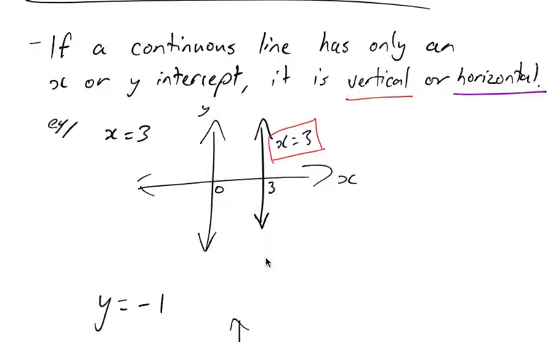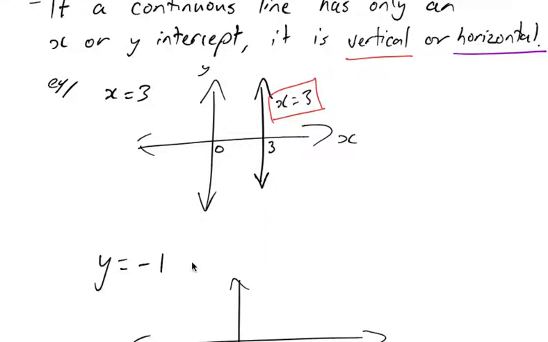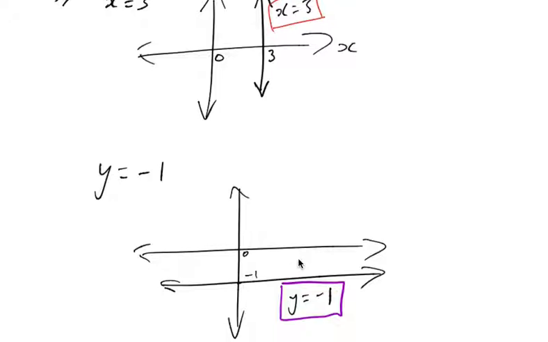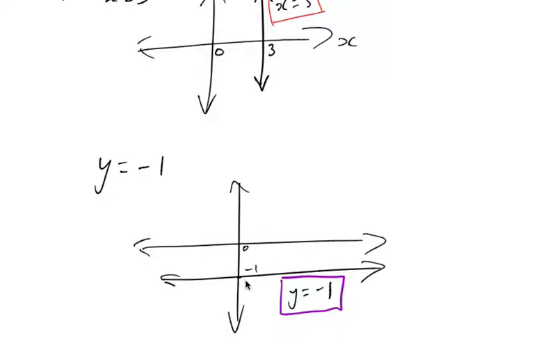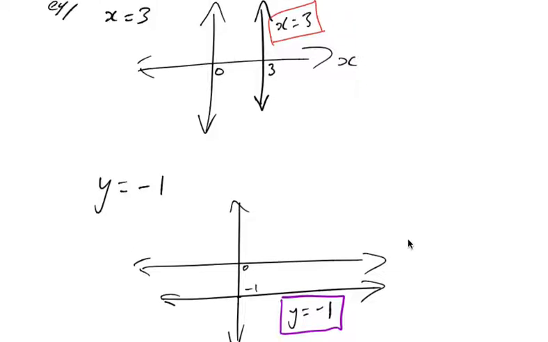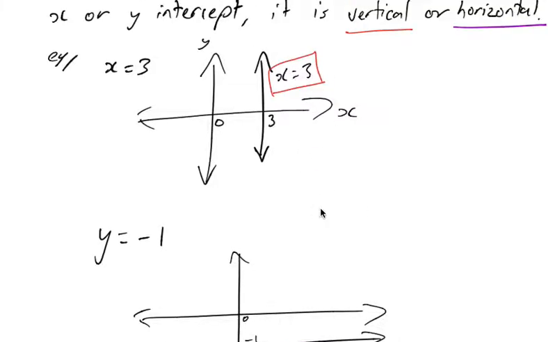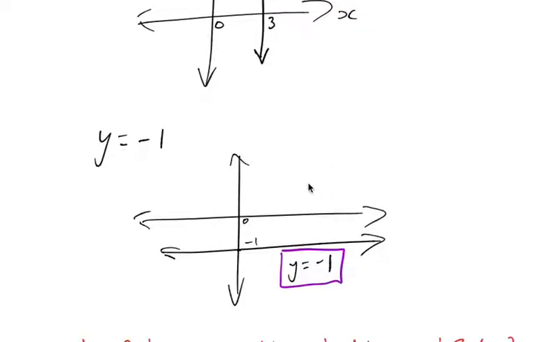If I did the same idea with a y value, so let's say y equals -1, the only provision there, or the only rule, is that the y coordinate is equal to -1. It doesn't matter what the x value is, and so every single point along that line where y equals -1 exists, and so we get that horizontal line. Therefore, as we've already said, if we've got a vertical line, we're going to have x equals something, and if we've got a horizontal line, it's going to be y equals something.